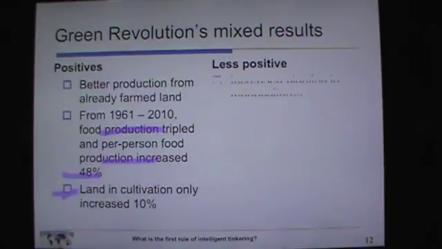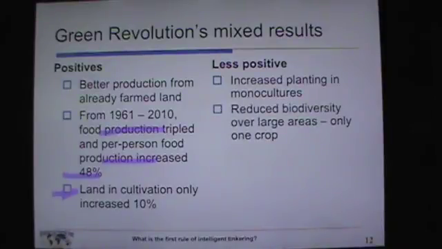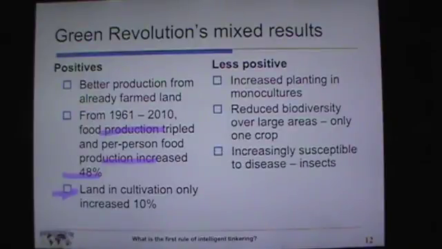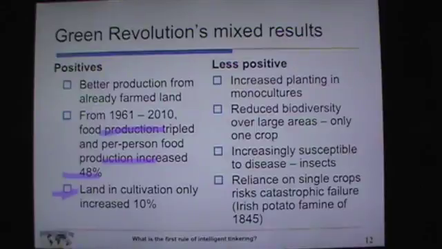The less positive side of things: it increased planting in monocultures. You've seen those pictures we've shown before of these huge areas of land that are basically one crop, one species. Reduced biodiversity over large areas. You only grow one crop, that's what happens. And that one crop, particularly in the developing world, is increasingly susceptible to disease. Reliance on single crops risks a catastrophic failure.